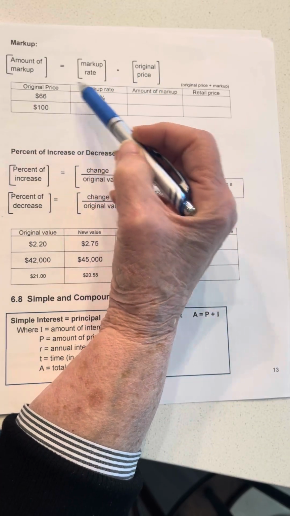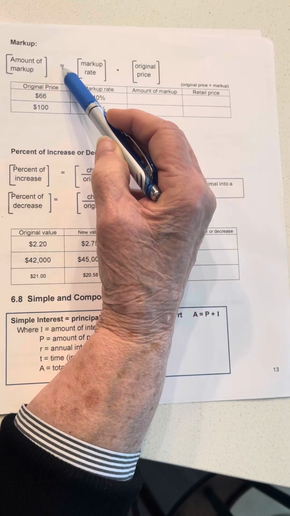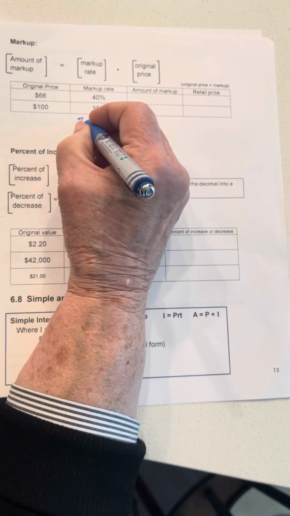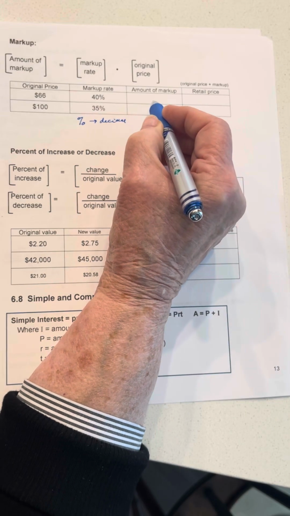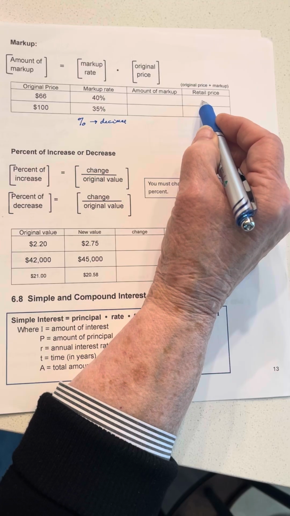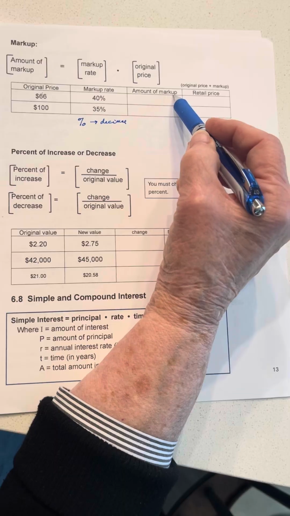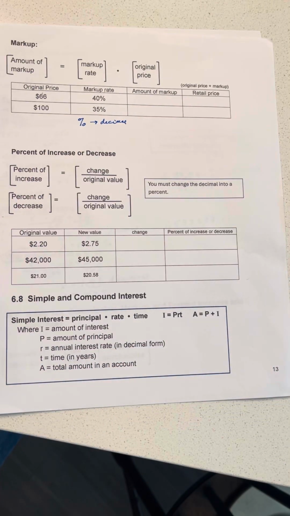You've got an original price, you've got a markup rate. So to find the amount of the markup, you're going to multiply the markup rate, changing the percent to a decimal, and that will be the amount of the markup. And then to find out what the retail price is, or the final price that you're asking, is the original price plus the amount of the markup. So let's look at the first one. We bought something at $66, and we're going to mark it up 40%.